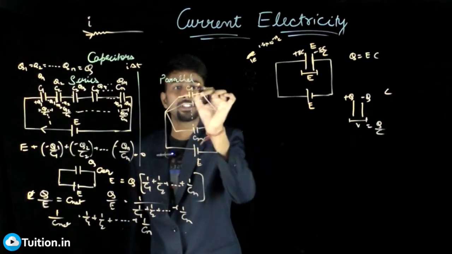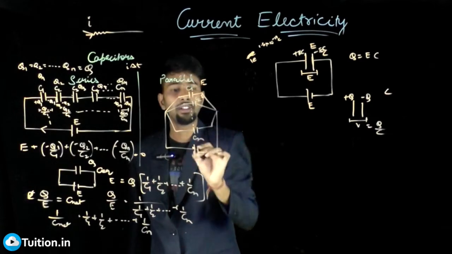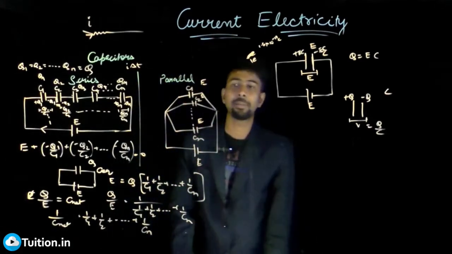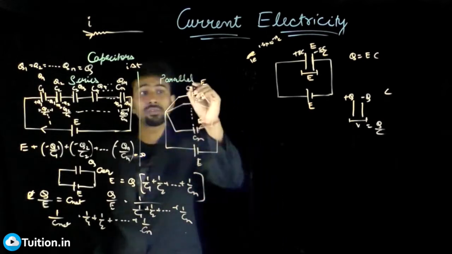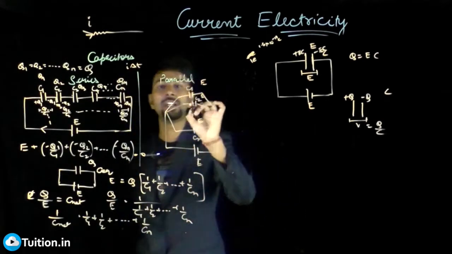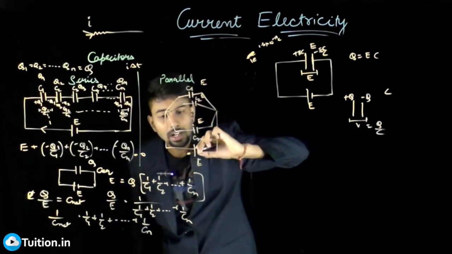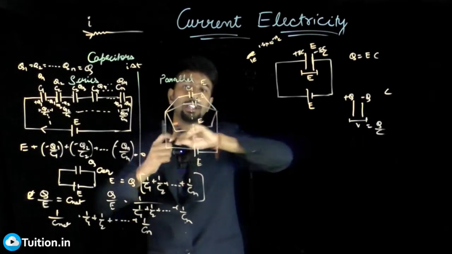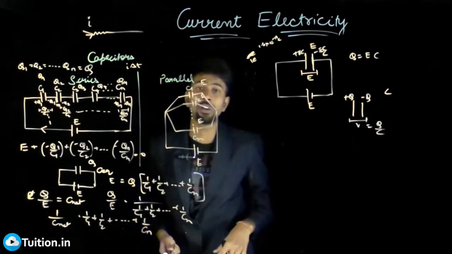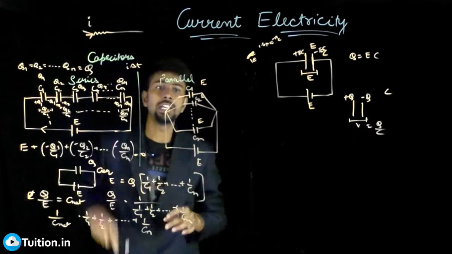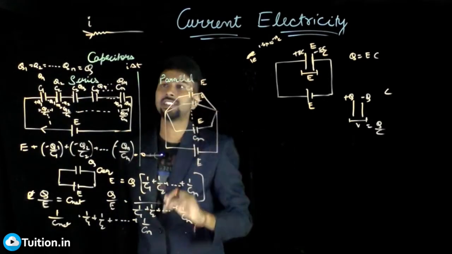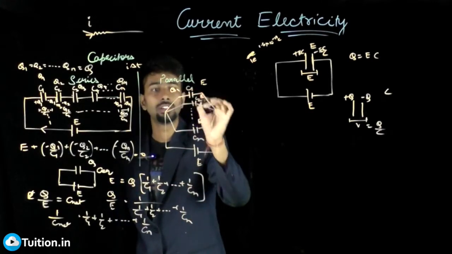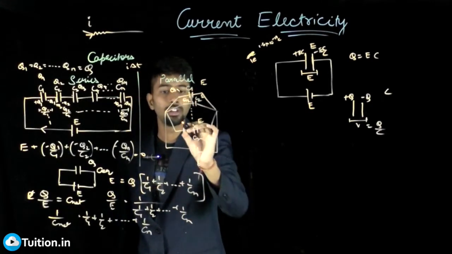So the drop on this capacitor will be E, the drop on this capacitor will be E, and the drop on all these capacitors will be E. In this case, what will be different for them? The charge will be different for them, right? Because when current started flowing from here, the currents in these branches were different. It divided in a different manner. So when I do I delta T for all of these capacitors, it will come out to be different. So the charge on this capacitor is Q1, the charge on this capacitor is Q2, and so on.